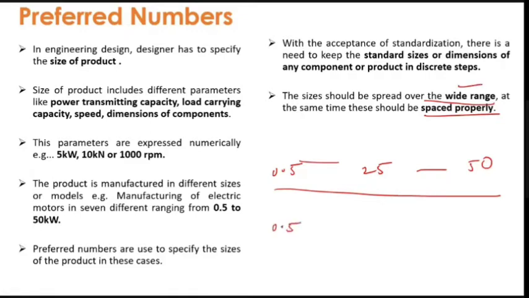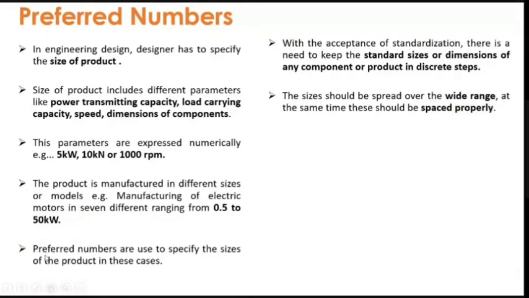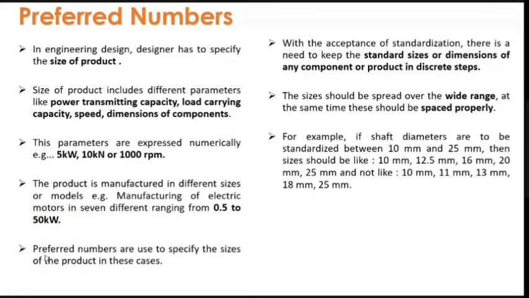For example, you should take like this: 0.5, maybe 2.5, maybe 5, maybe then 10, maybe then 50, maybe then 20, 25, 30, or 35. Okay, I hope you understand. But let us not do it randomly. Okay, let us use some concept.